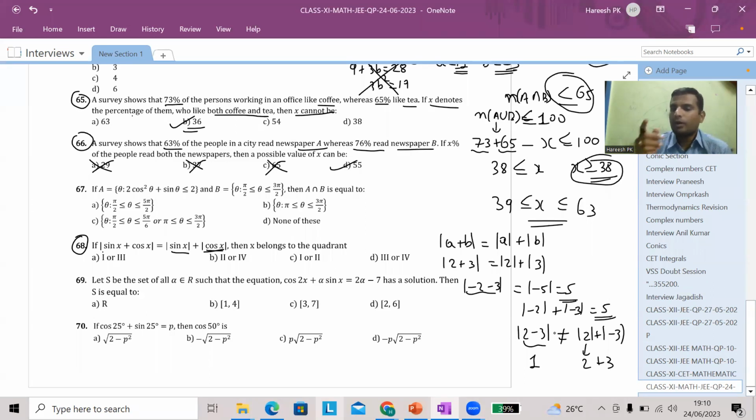So if you want mod of a plus b to be equal to mod a plus mod b, both a and b should be positive or both should be negative. That means in this question, sin x and cos x should both be positive, which is in first quadrant, or sin x and cos x both should be negative, which is in third quadrant. So the answer is option A. X belongs to either the first or the third.